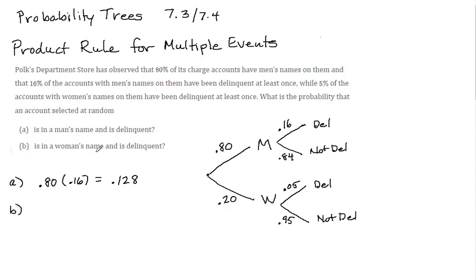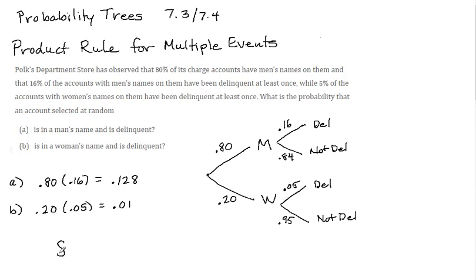Probability that it's in a woman's name and it's delinquent. So woman and then delinquent. 20% times 5% is 0.01. So much lower probability because there were far fewer accounts that were in women's names.